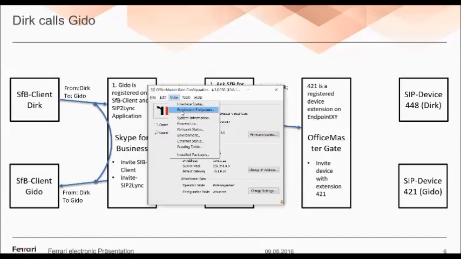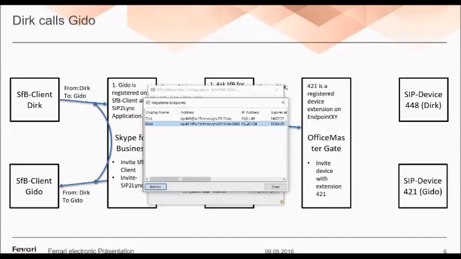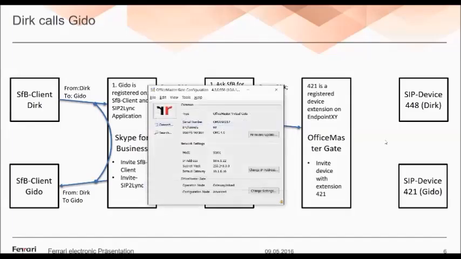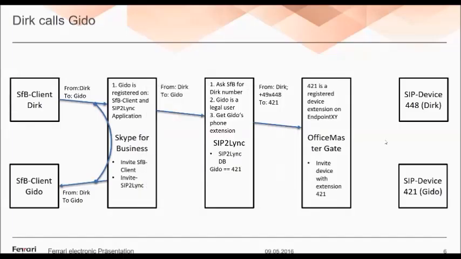I show you already here that in the gate configuration, in view registered endpoints, we have this information. We know who is registered on which device, what IP address it has, and which port. In the DECT infrastructure, quite often every phone uses another port. So the local register is really important here. Then the Office Master Gate will send the invite to the SIP device where Guido is registered. The phone is ringing, and when Guido picks up on this device, we have the phone call.